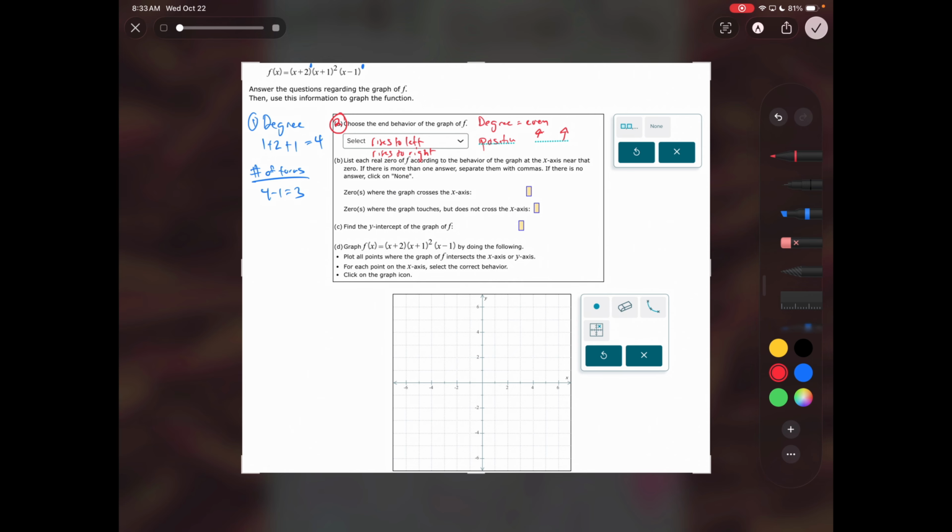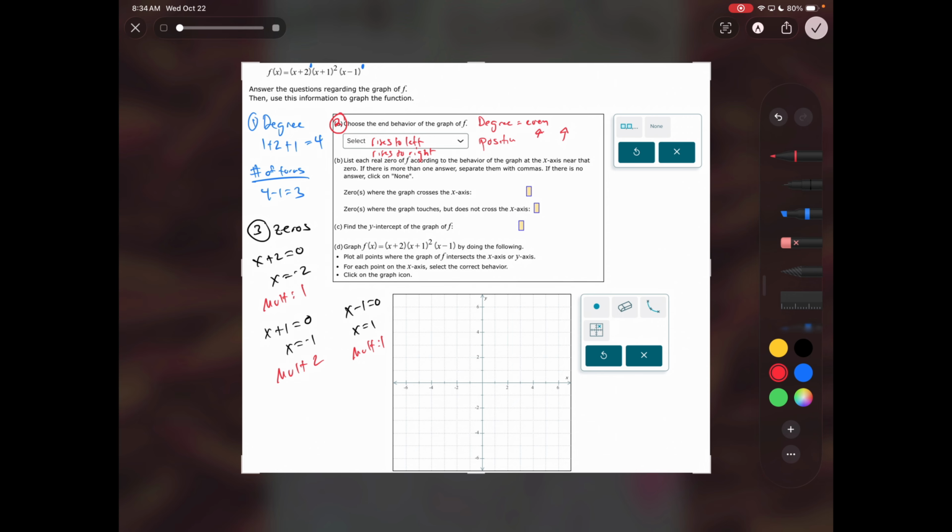The x-intercepts are the zeros. We got to find the zeros. So step number 3 is zeros. So x plus 2 equals 0. X is negative 2. X plus 1 equals 0. X is negative 1. X minus 1 equals 0. X equals 1. So my multiplicity of this one, x plus 2, has an exponent of 1. The multiplicity of this one, x plus 1, has an exponent of 2. And this one has an exponent of 1.